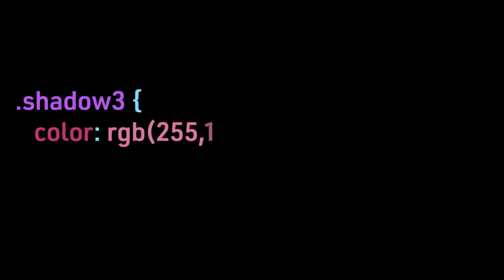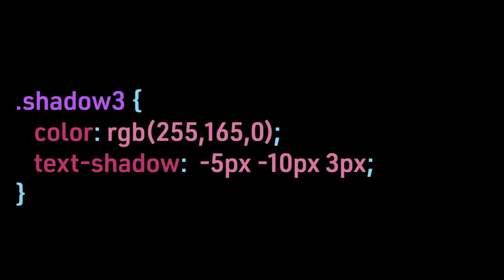.shadow3 { color: rgb(255, 165, 0); text-shadow: -5px -10px 3px; } In the third example, we demonstrate how if the color is not specified, the text color will be adopted for the shadow. Here, the shadow is to the left and up with a minimal blur.